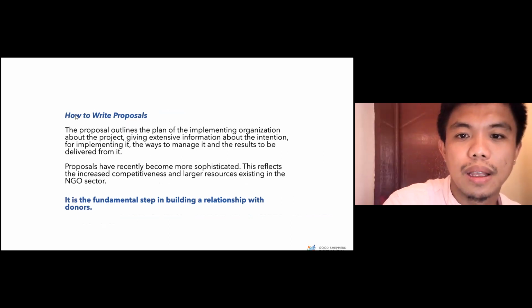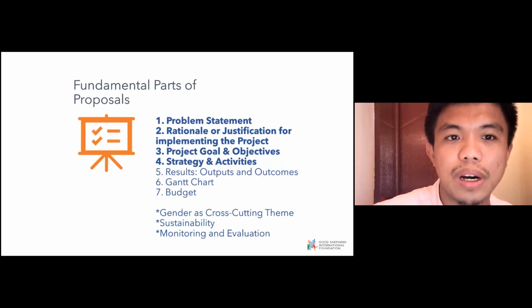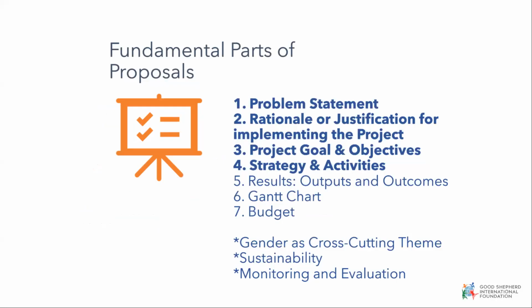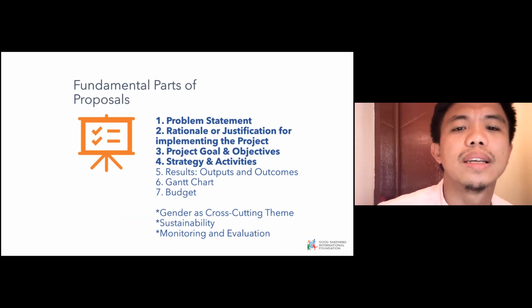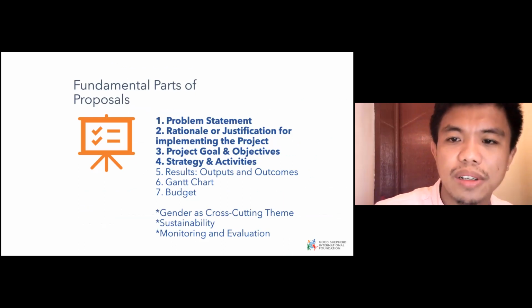So it is a fundamental step that we write a good proposal to build a good relationship with donors. So for now, I would like us to walk through the first four parts of the grant writing workshop. We will talk very briefly about crafting problem statements, and then we will link that together with the rationale or the justification for implementing the project.